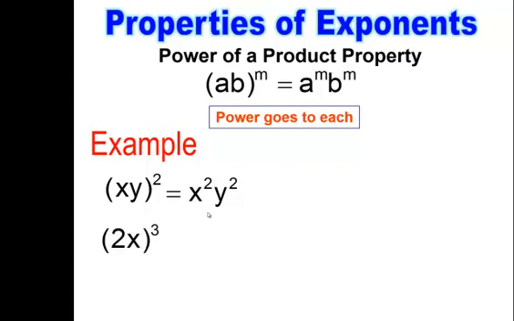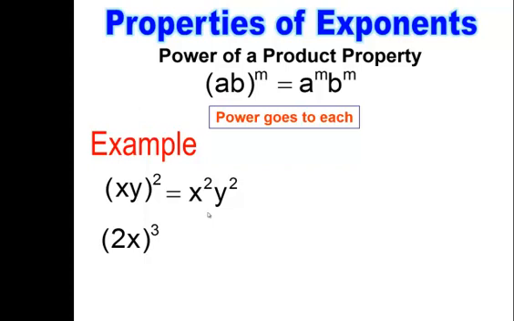Now notice here that I have a number instead of just variables. But I need you to understand this is the power of the product rule. The product here is 2 times x. So everything inside needs to get that power. And keep in mind, it's a power.